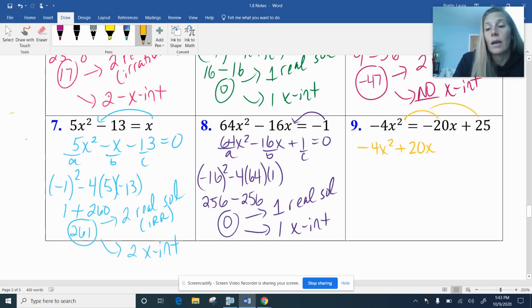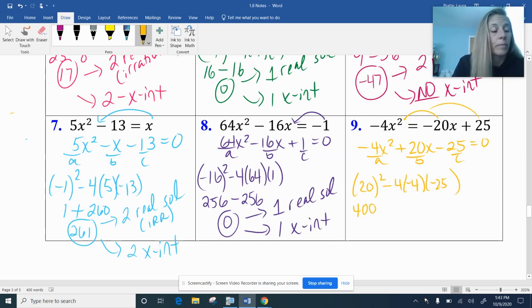And then finally, our last one here, we're going to move the 20x over, which will make it a positive 20x. And then that 25 will become a negative. A, B, and C. So 20 squared minus 4 times negative 4 times negative 25. 20 squared is 400. 4 times 4 is 16 times 25, or you could have done 4 times 25, which is 100, times 4, you get 400 either way. We have 3 negatives, so it's going to stay negative, and that equals 0 as well, telling me I have one real solution and, of course, just one x-intercept.